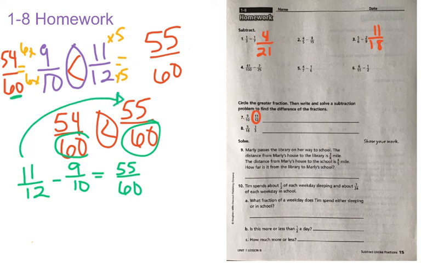And we have 9/10, so minus 9/10, which is equal to 54/60. And then we can go ahead and subtract, which is really 1/60. So you can go ahead and write our original problem, which was 11/12 minus 9/10 is equal to, and then we converted it to a common denominator, 55/60 minus 54/60 is equal to 1/60.